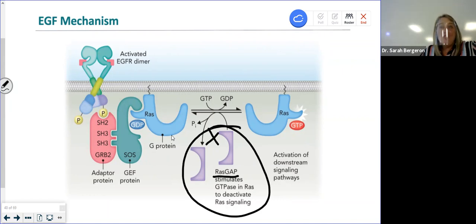You have uncontrolled cell growth. About 80% of pancreatic cancers have RAS mutations in them. This is one of the most common proteins that is mutated in cancer, right? Have y'all heard of the difference between oncogenes and tumor suppressor genes? Have y'all heard that before?